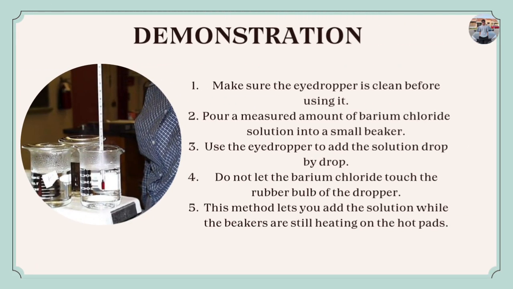Let me explain how the experiment is done in simple steps. Firstly, we make sure the eyedropper is clean before using it. Second, pour a measured amount of barium chloride solution into a small beaker. Thirdly, use the eyedropper to add the solution drop by drop. Do not let the barium chloride touch the rubber bulb of the dropper. This method lets you add the solution while the beaker is still heating on the hot plate.